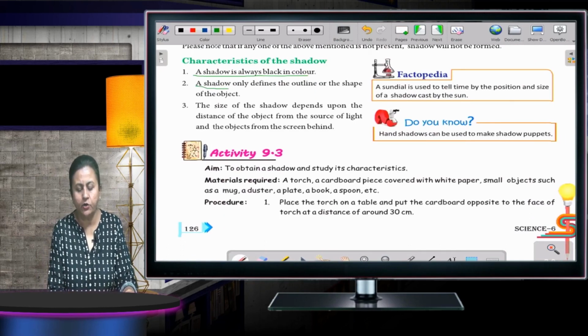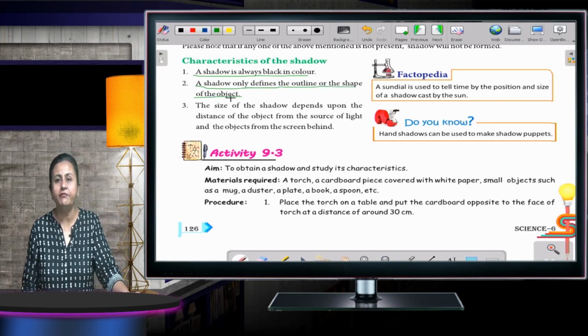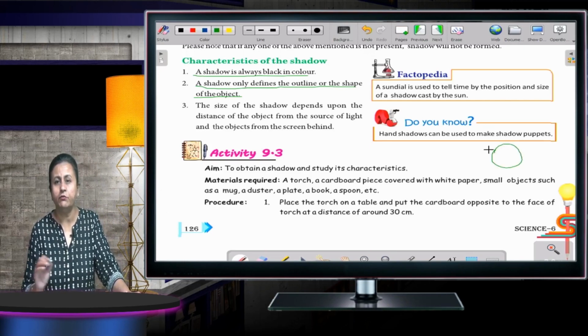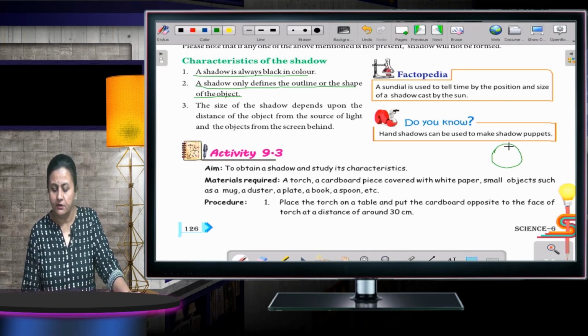Okay. A shadow only defines the outline or the shape of the object. It will only define the outline. In case the shadow of a ball is there, it would be like this. It won't show the color of the ball or anything. It would be just an outline.